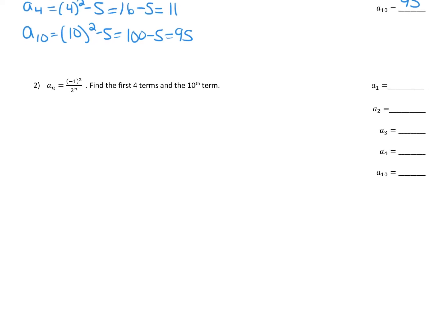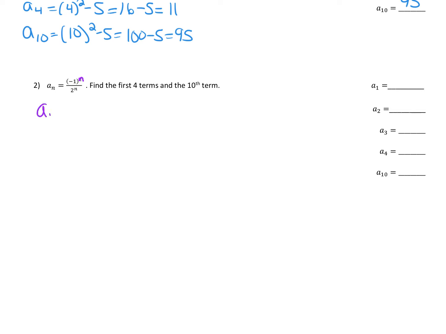If you're watching this video, pause the video and try number 2 on your own. On your paper, it says negative 1 to the n over 2 to the n, so we're going to go with that. Go ahead and try number 2, and when you're ready, play the video.